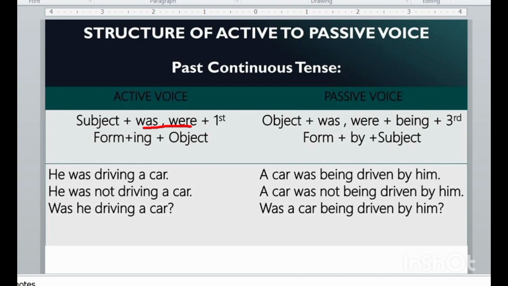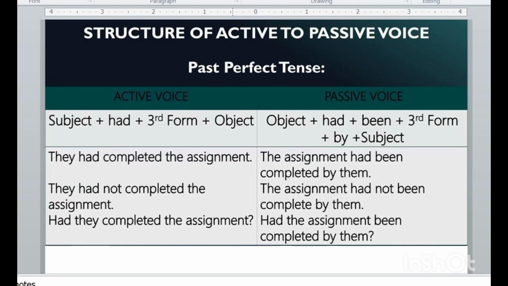Okay, next is our past perfect. Past perfect tense, you already know, is used to talk about actions that were recently done in the past, and you are talking about them in the present. Okay, subject plus had plus third form of verb plus object. Had is used here, we have to keep in mind, plus third form of verb. Here, had plus been plus third form of verb. Been is additional here, and subject is changed to object. Object is changed to subject. We have to keep in mind.